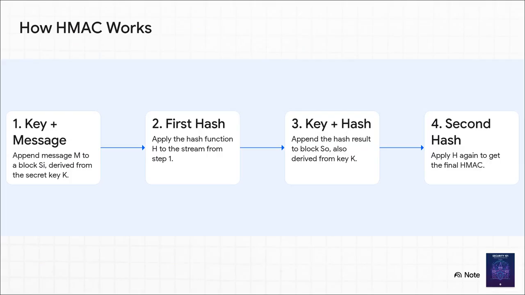So how does it work its magic? Well, it's this clever double hashing process. First, it mixes the secret key with the message and runs that whole thing through a hash function, like the SHA we just talked about. But it doesn't stop there. It then takes the key again, mixes it with that first hash result, and hashes it a second time. This process weaves the secret key into the message's fingerprint so tightly that it's absolutely impossible to fake it without knowing that original secret key.